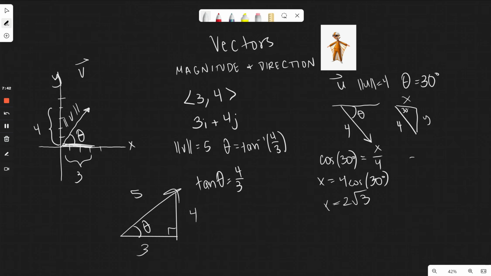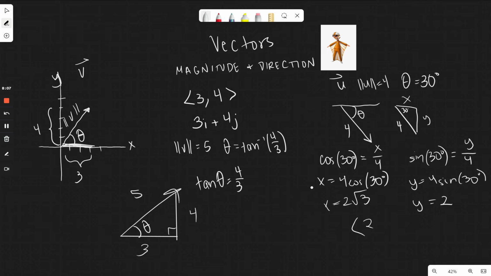So now we have the sine of this angle, 30 degrees. That's going to be opposite over hypotenuse, where the side opposite that angle is y. The hypotenuse is 4. So y is 4 sine 30 degrees, which is 4 over 2, or just 2. And so now we can convert from the magnitude and the angle to our components, which are 2 root 3 and 2.